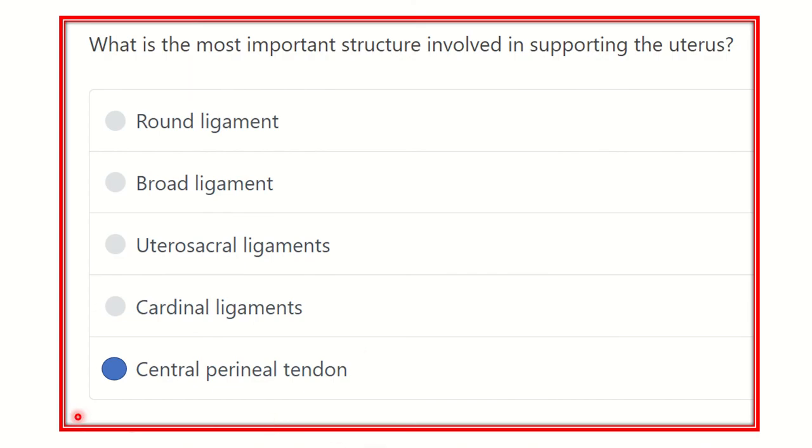So here our final answer is central perineal tendon, and this central perineal tendon is the most important structure involved in supporting the uterus. Other ligaments such as the cardinal ligament, uterosacral ligament, broad ligament, and round ligament also support the uterus, but the most important is the central perineal tendon.